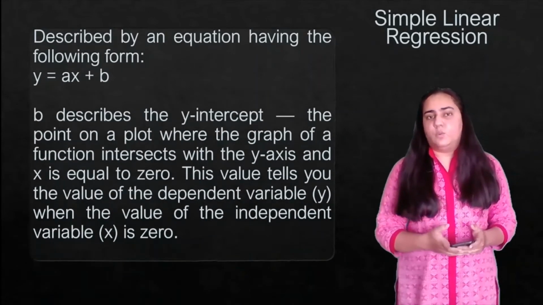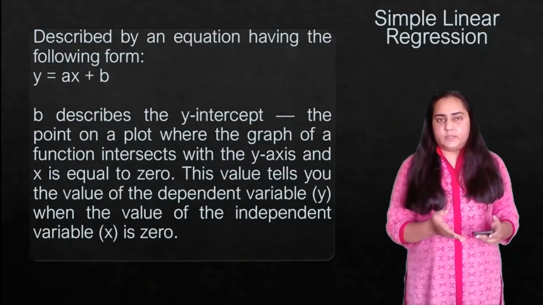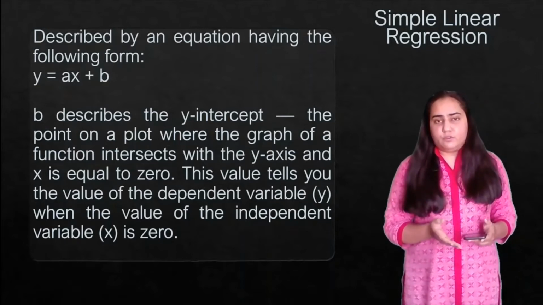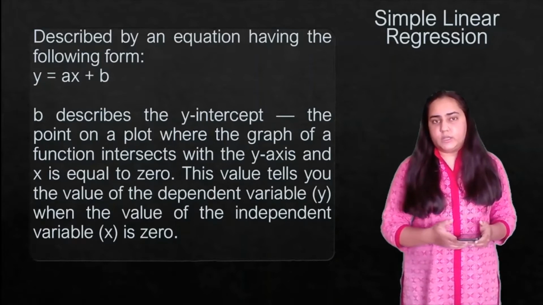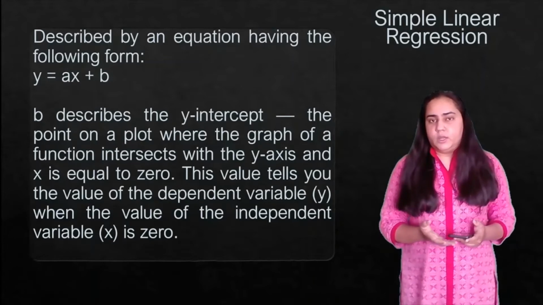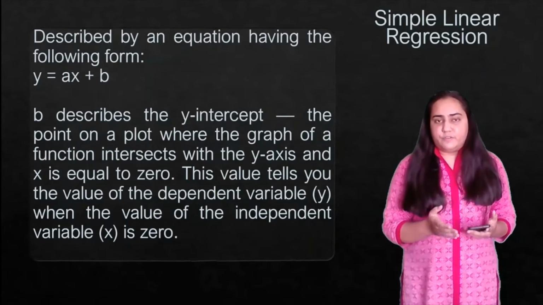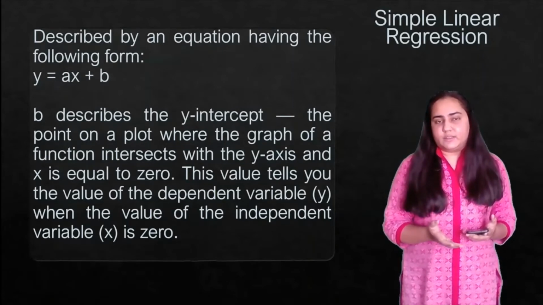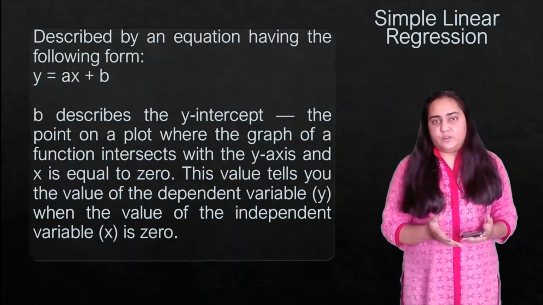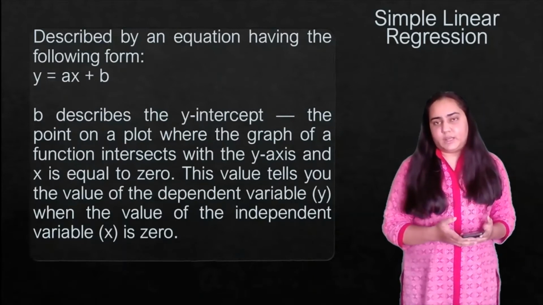And b is the y-intercept. So y is equal to ax plus b. Y is the dependent variable, x is the independent variable. A represents the slope of the linear regression line, and b describes the y-intercept. Now, what is the y-intercept? It is the point on a plot where the graph of a function intersects with the y-axis and x is equal to 0. This value tells you the value of the dependent variable y when the value of the independent variable x is 0.